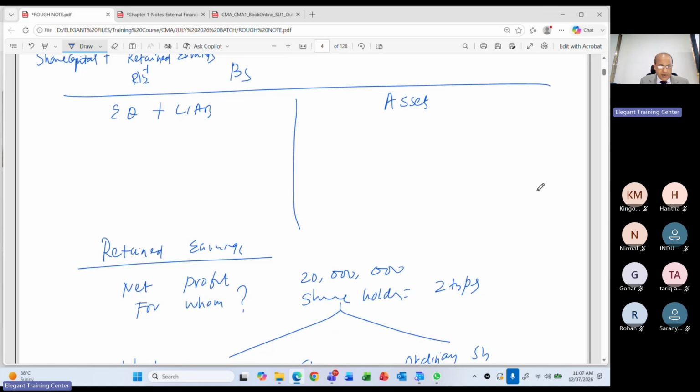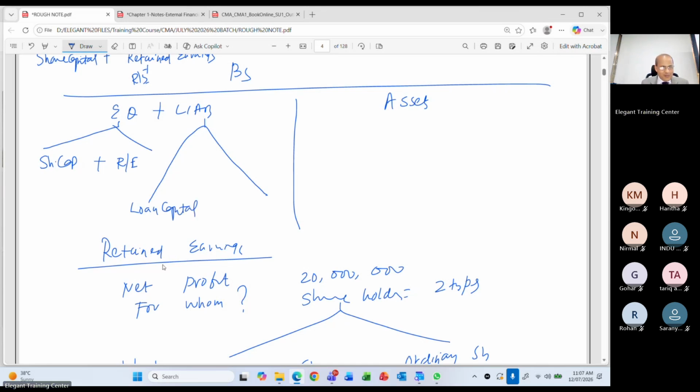So equity consists of your share capital plus retained earnings. Then liability: one is loan capital. What is loan capital? Bonds issued. One more again, let's start.